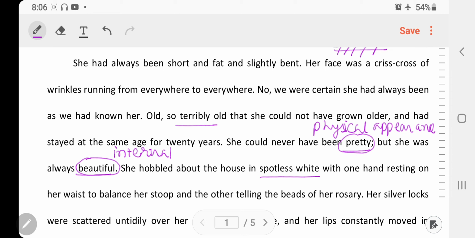And the attire, the clothes, was spotless white. And then one hand resting on her waist. Waist, you understand. Why? She wanted to balance her stoop.